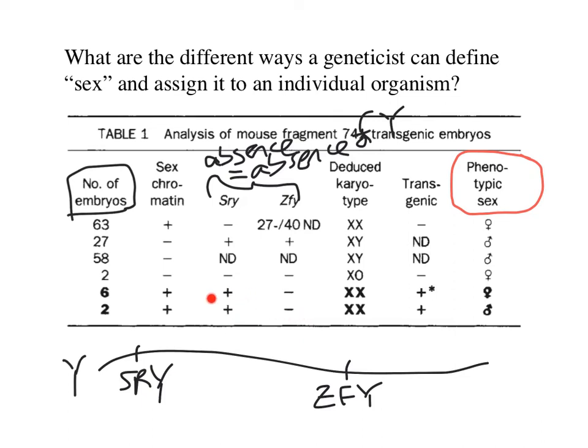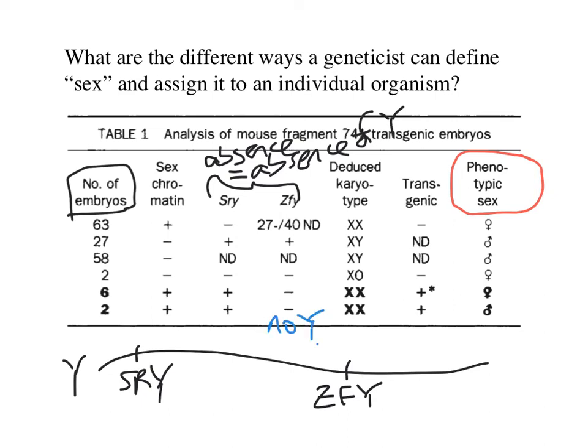Why can't we use the presence of SRY to do this? Right, we're artificially adding SRY, so it's not enough just to say, do the mice have SRY, therefore they have a Y chromosome. Because if you inject a mouse with SRY, it's going to have it. You can't use that to tell if there's a Y chromosome or not. You have to use ZFY, which is independent of SRY, to tell if there's a Y chromosome or not.